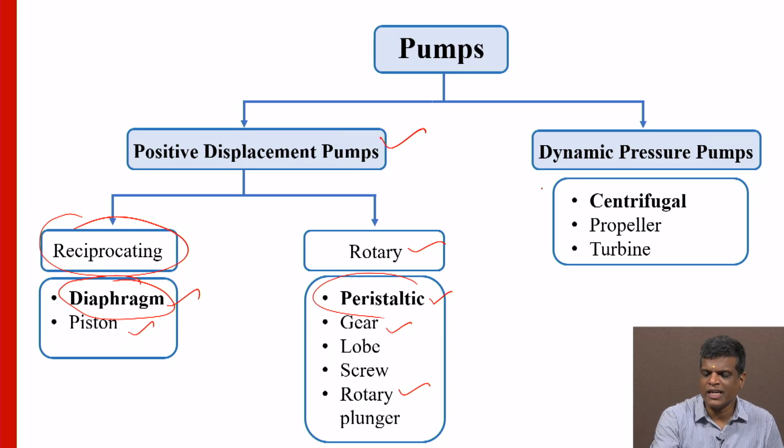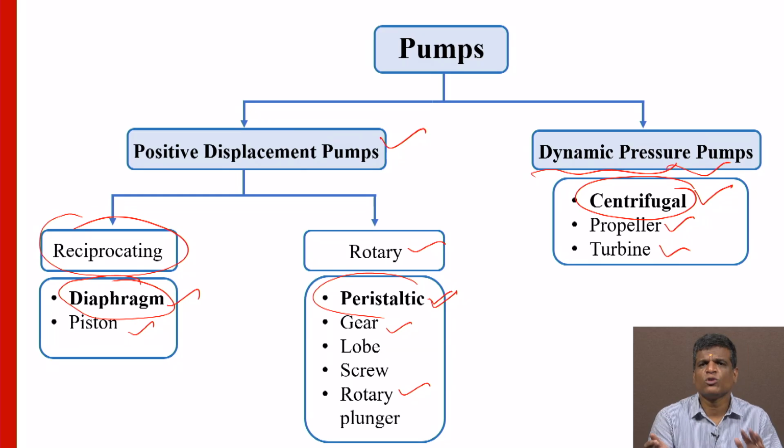The other classification is the dynamic pressure pump. One is the positive displacement pump, the other the dynamic pressure pump. There are the centrifugal pump, then propeller, then turbine. But we are going to discuss only the centrifugal pump here. What are the bolded ones that we are going to discuss in the class today? The peristaltic pump, then the diaphragm pump here. So there are two classifications here: one is the positive displacement pump, another is the dynamic pressure pump.